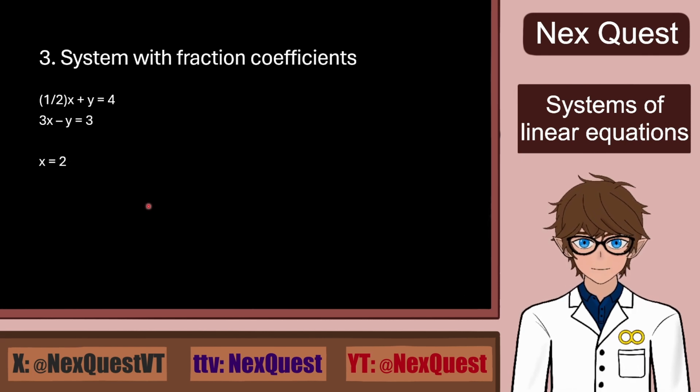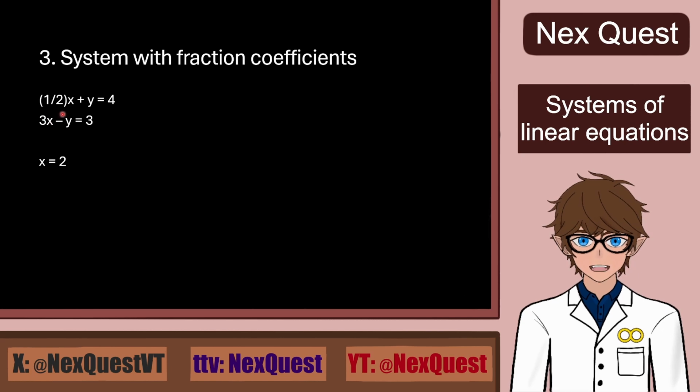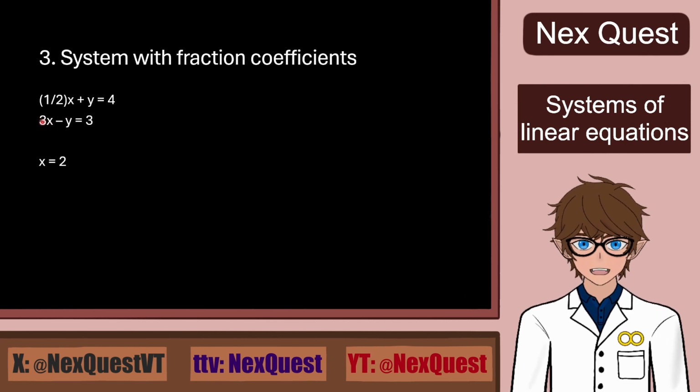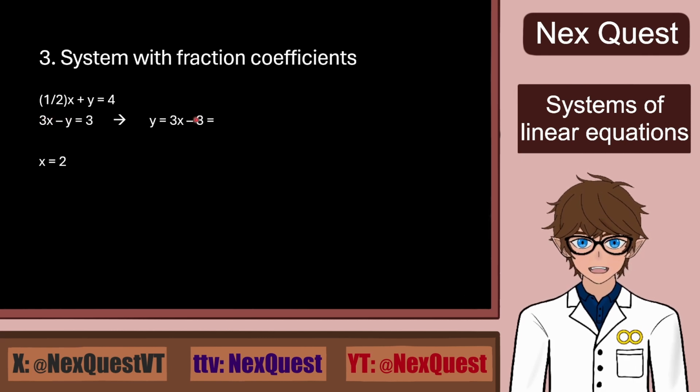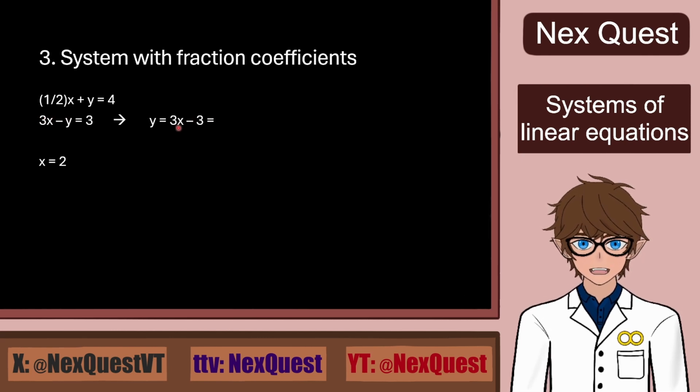So x is 2. Now we plug x into the second equation by moving y to the right and 3 to the left, and then just mirroring it, so we get y = 3x - 3. Then we insert x as 2, we get 6 - 3, 6 - 3 is 3, so y is 3. x is 2, y is 3, that is the solution.